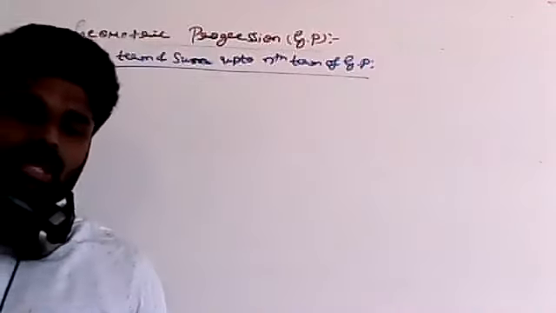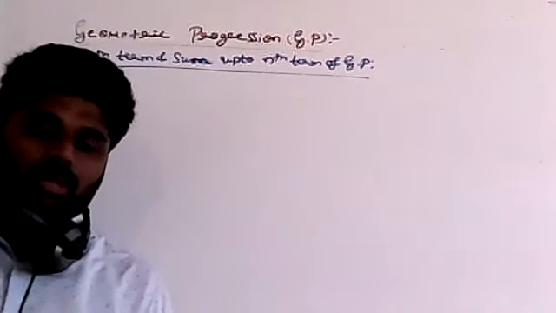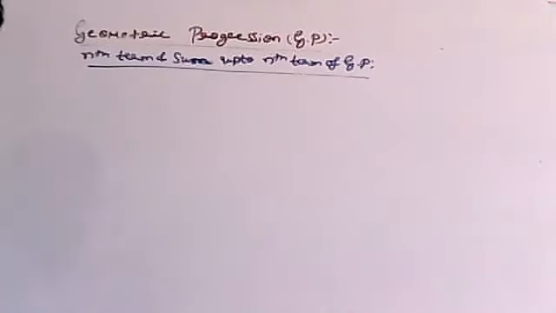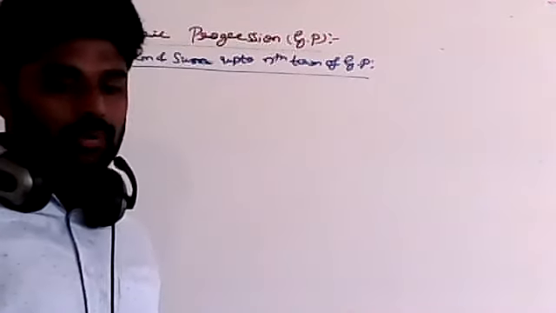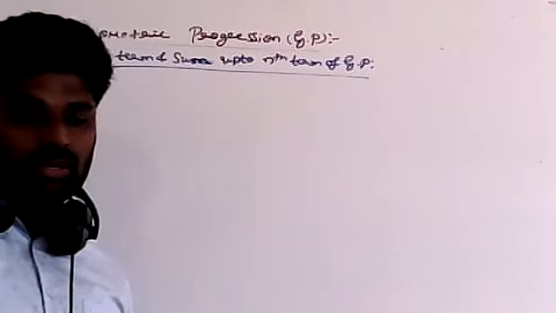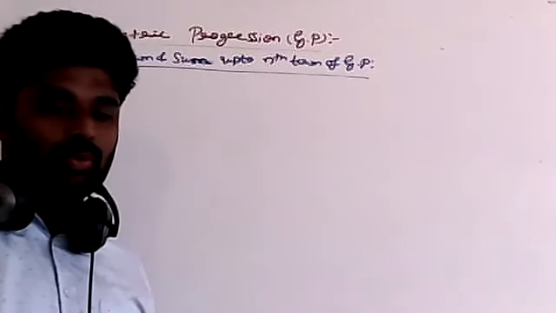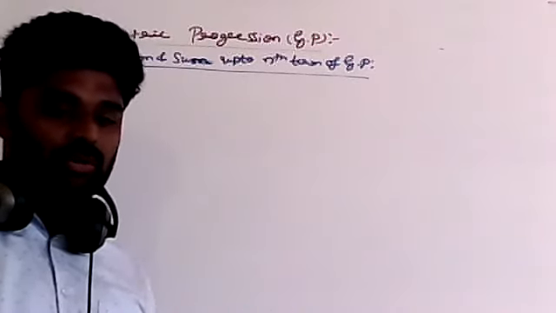In AP, the nth term formula is: An equals a plus n minus 1 into d. Correct? And Sn equals n by 2 into 2a plus n minus 1 into d, or n by 2 into a plus l.